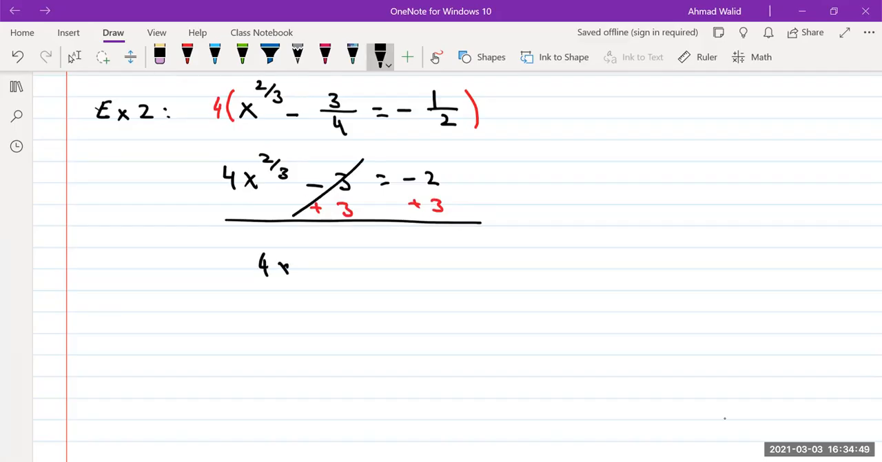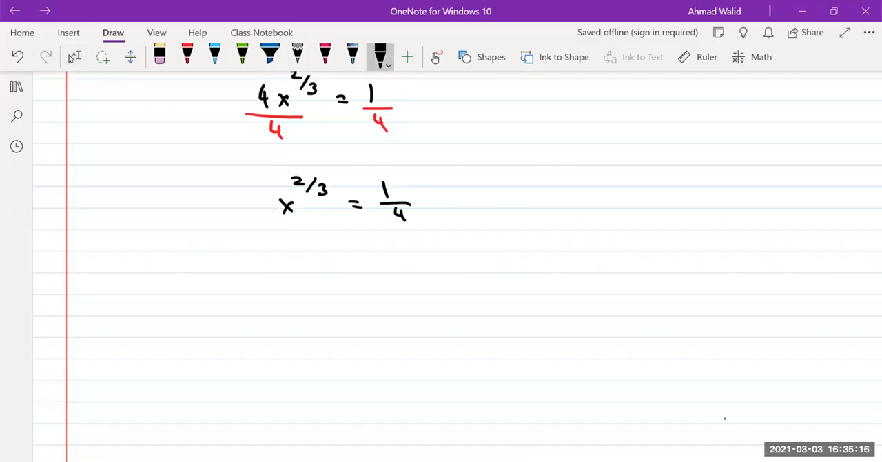Then 4x to the power of 2/3 equals positive 3, negative 2 gives you 1. Now, divide both sides by 4. Then x to the power of 2/3 equals 1/4. Now this is the time to use your exponent rule. The reciprocal of 2/3 is 3 halves, right? Then I'll raise both sides to the power of 3 halves.